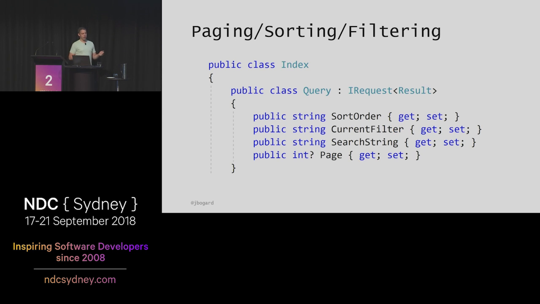We can do even more complicated things like paging and sorting and filtering, all the crazy things you can do with a complicated search page. These again were all just properties I would put on my query object. And very often I could bind that query object directly to the request parameters to make my life a little bit easier.